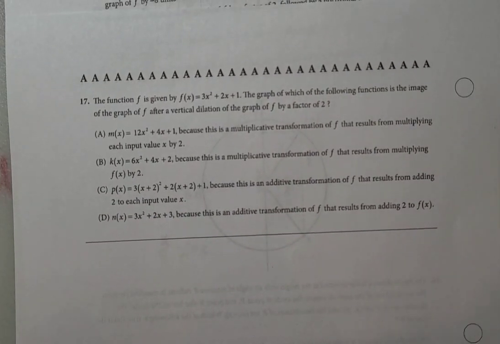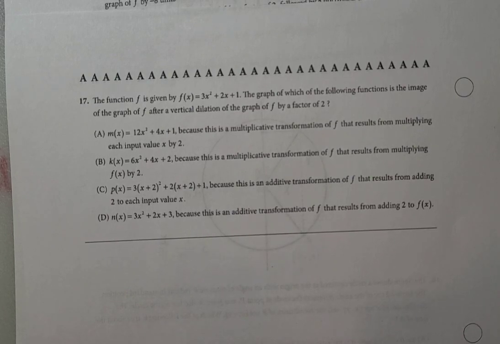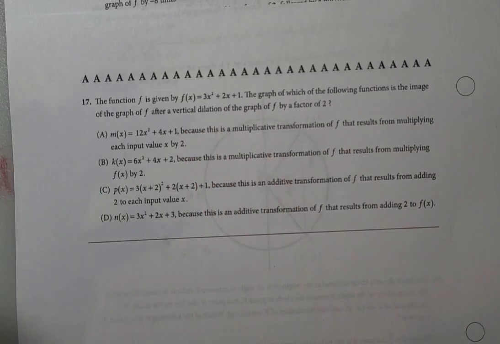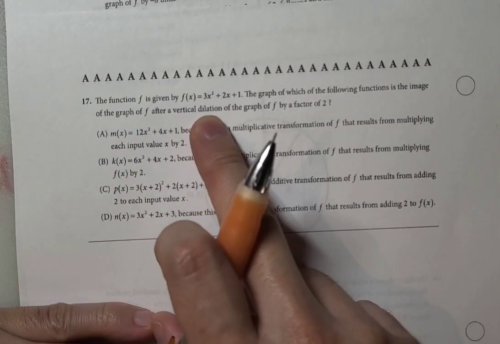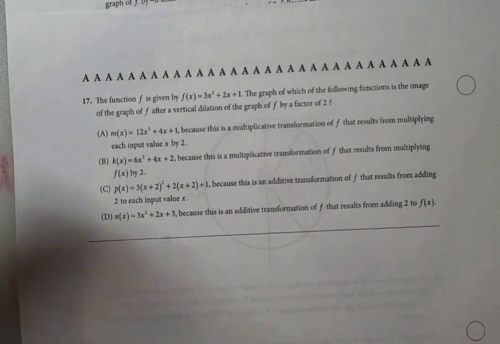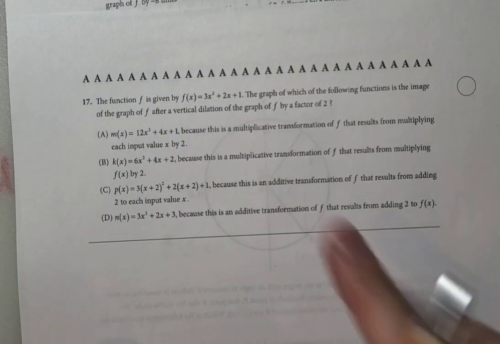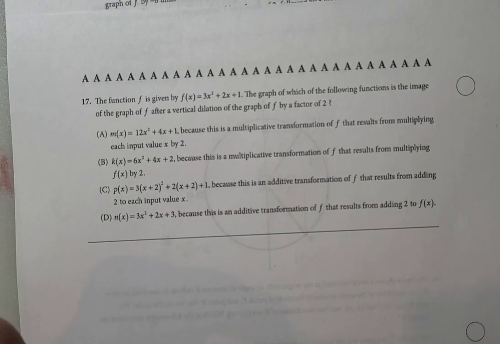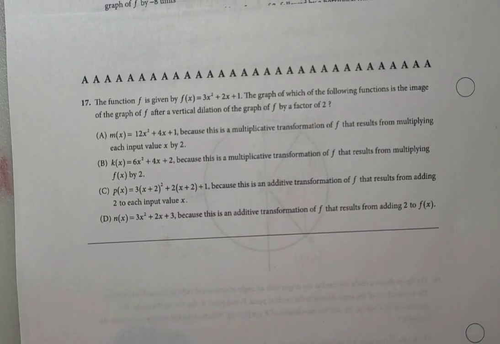Function f is given by 3x squared plus 2x plus 1. The graph of which of the following functions is the image of the graph of f after a vertical dilation of the graph by a factor of 2? So vertical dilation means we are going to stretch it. I really don't like how they teach it as dilation. I learned it as stretch and compress. That's more intuitive to me versus dilation. Dilation only means to expand.